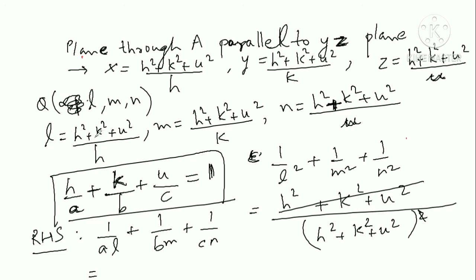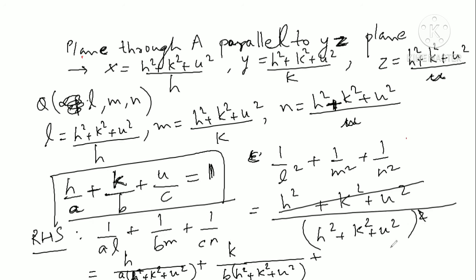So if you multiply A with L and then take the reciprocal, this will become h upon A into (h square plus k square plus u square). Then 1 upon B into M, so k upon B into (h square plus k square plus u square). And then 1 upon C into N, so u upon C into (h square plus k square plus u square).